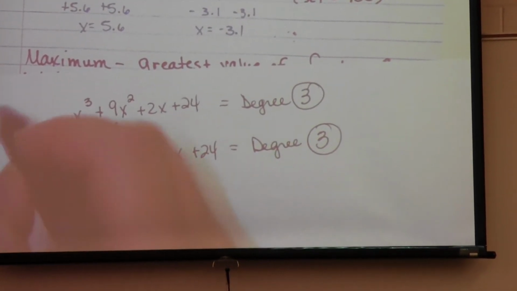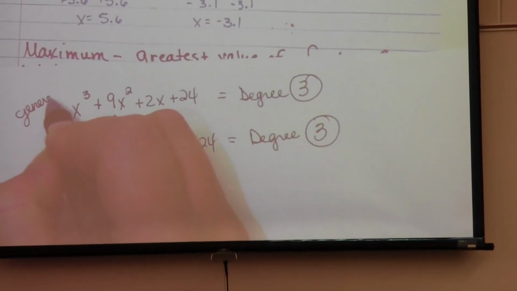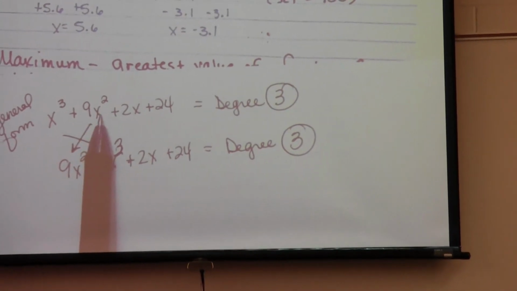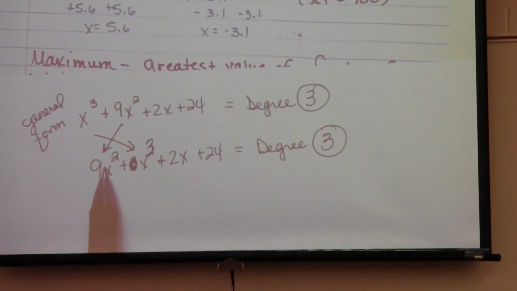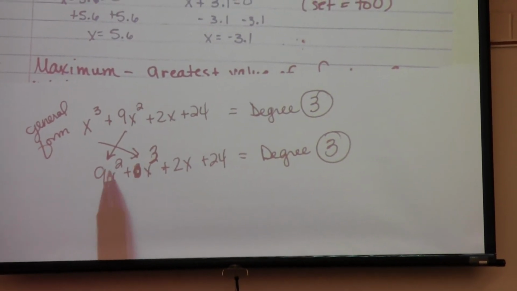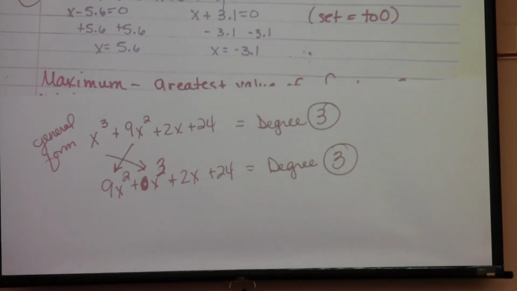This one is in general form because I have the biggest exponent first and then I'm descending. This one is not in general form. So if they asked me to put it in general form, I'd have to switch those two places.